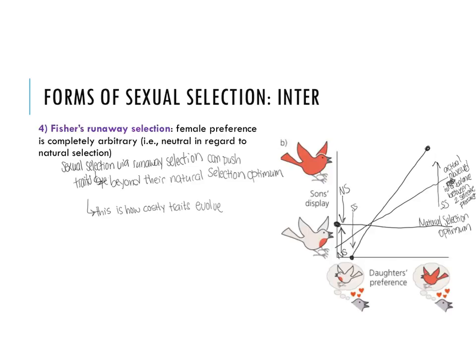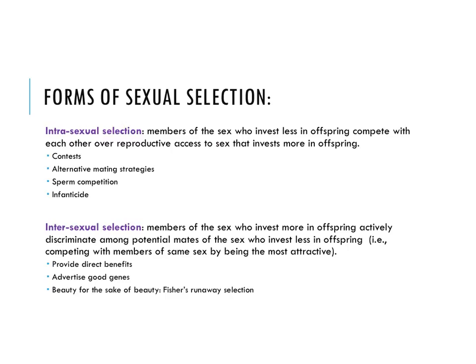But sexual selection, no matter where we are on this line, except this one point where they all overlap, sexual selection has pushed the trait beyond its natural selection optimum. So it is costly. It is impacting the survival of the sons. Okay? So this is how you get costly traits. Sexual selection, depending on the strength of the preference, can push a trait beyond its natural selection optimum. All right, so that is sexual selection.